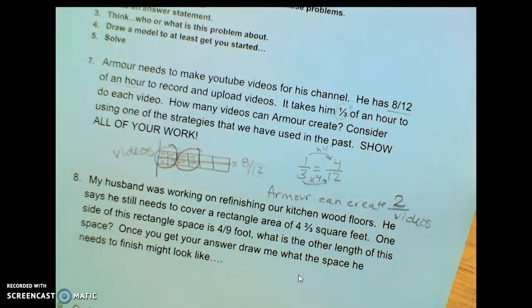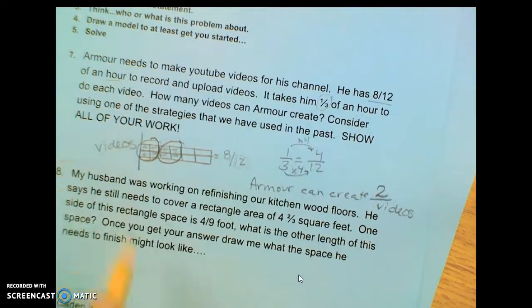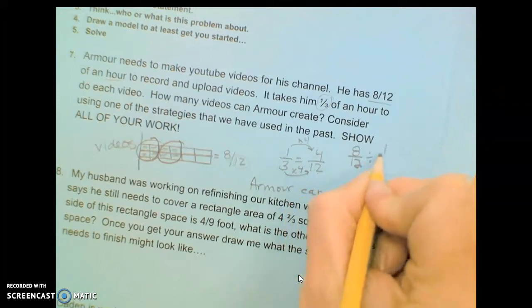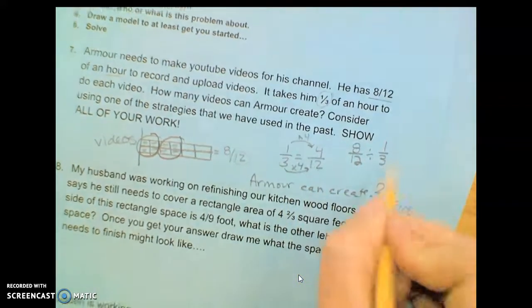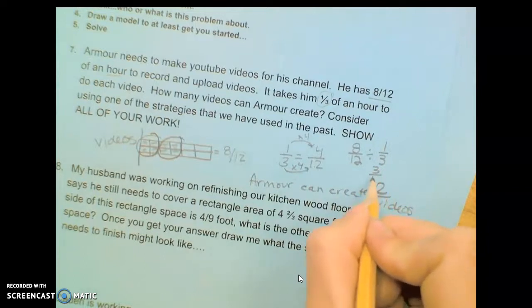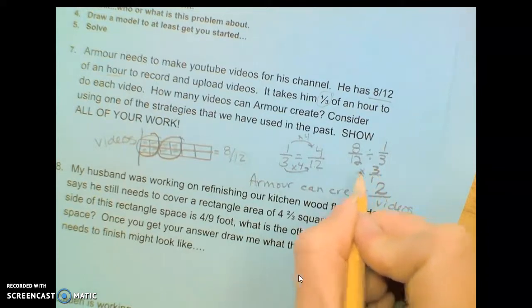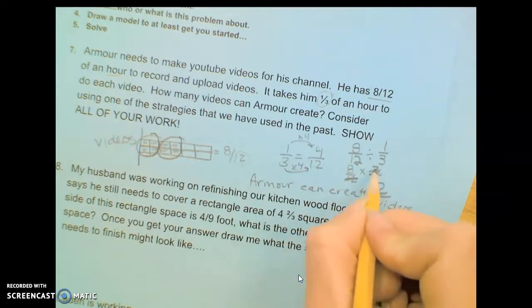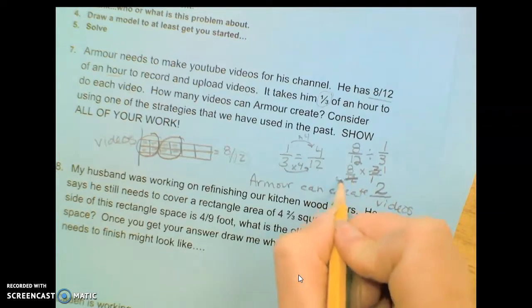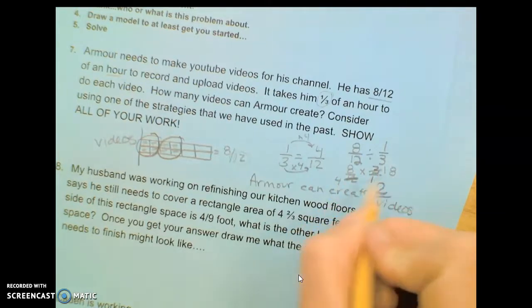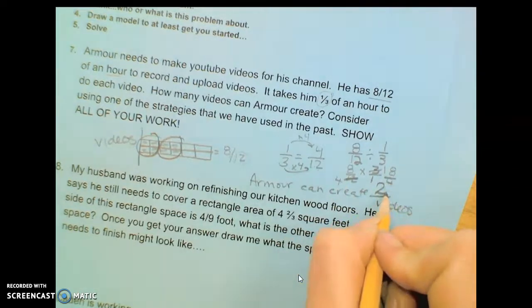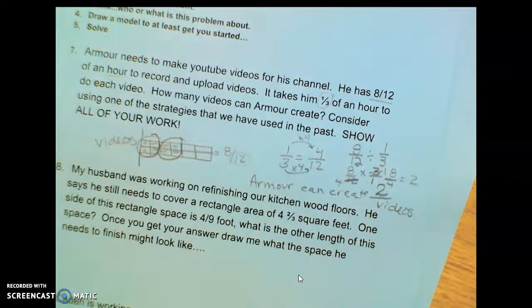If I didn't see the model, I would have asked, what is the thing that I'm splitting up? I'm taking 8/12 of the hour and dividing it into groups of 1/3. Then I would have used the algorithm. Need to divide? Please don't cry. Flip the second fraction and multiply. I would have cross-canceled here. Divide by 3 is 1. Divide by 3 is 4. 8 times 1 is 8. 4 times 1 is 4. 8 divided by 4 is 2. So either way, Armour can complete 2 videos.